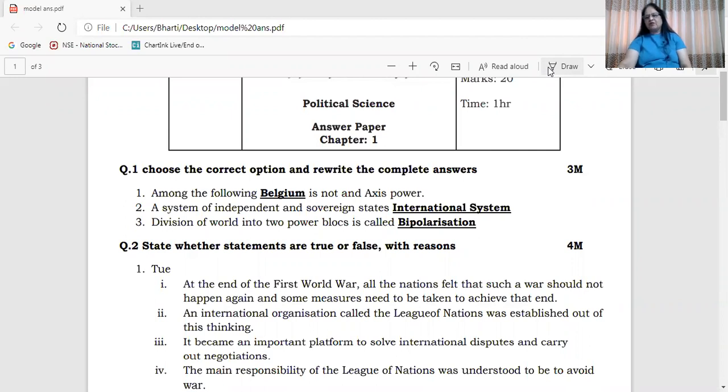The paper is of 20 marks and this test was conducted on the basis of chapter number 1. Okay, let me begin with the first question. As you are aware, it was fill in the blanks. The given heading is choose the correct option and rewrite the complete answer. Hence, before correcting, you are supposed to keep 2-3 points in mind.